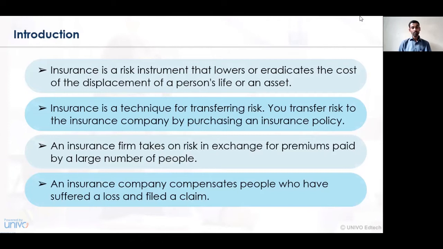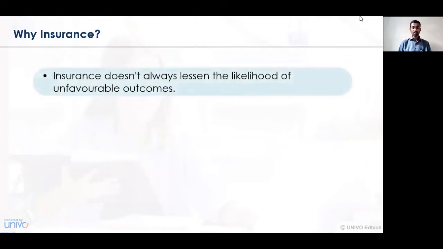So in these slides, we have understood what an insurance instrument is, how the risk of loss can occur, what the various modes are through which the insurance policy or the insurance company or agency comes into existence, and how the actual compensation of loss is undertaken. Now, why do we take insurance? Insurance doesn't always lessen the likelihood of unfavorable outcomes. So what are we looking for? We are always looking at favorable or unfavorable outcomes. The outcomes you are looking for in a business concern may or may not be in your favor. So in order to reduce the risk of loss, we always try to take insurance.